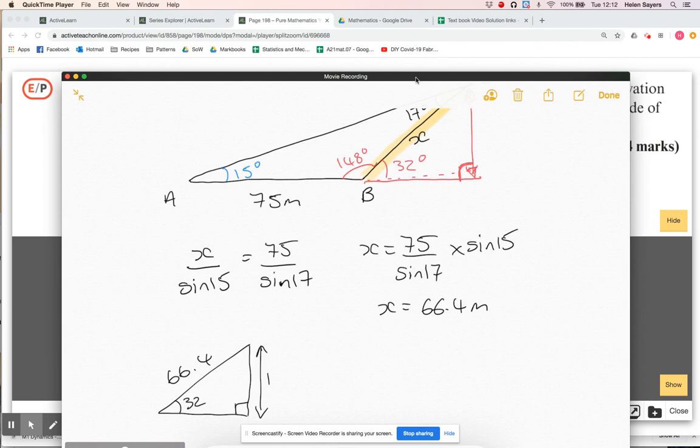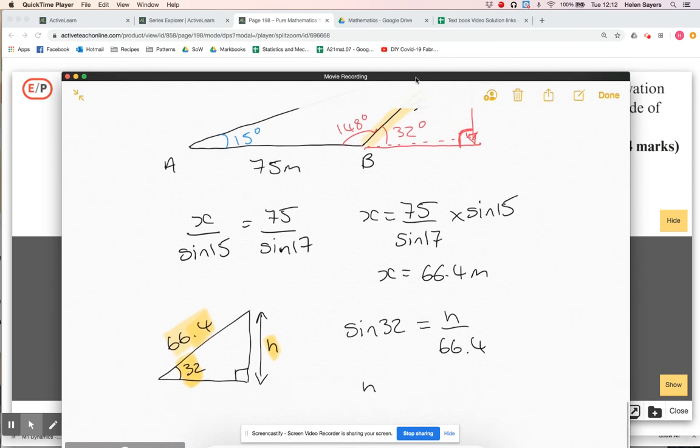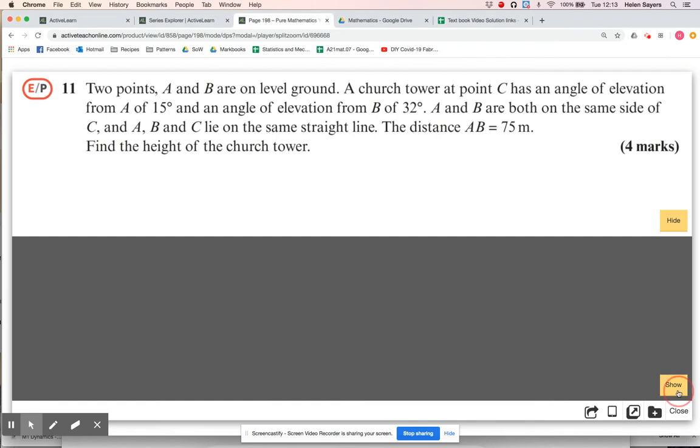I was going to say I won't call it H to use H for hypotenuse, but I reckon we can cope with that. So if I've got this angle, I've got opposite and hypotenuse. So sine 32 is H over 66.4. So the height is sine 32 times that previous answer. So I get that as 35.2 meters. Let me just check that.